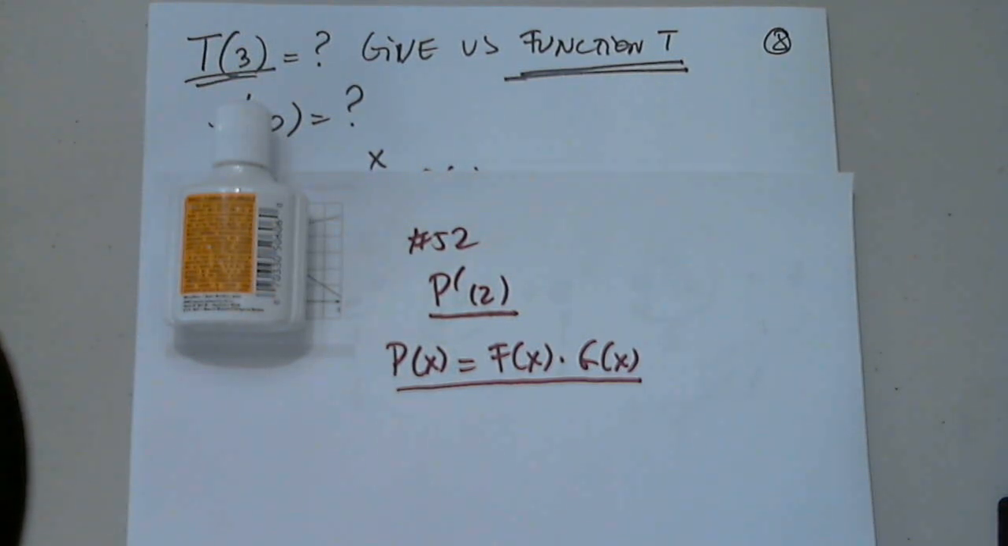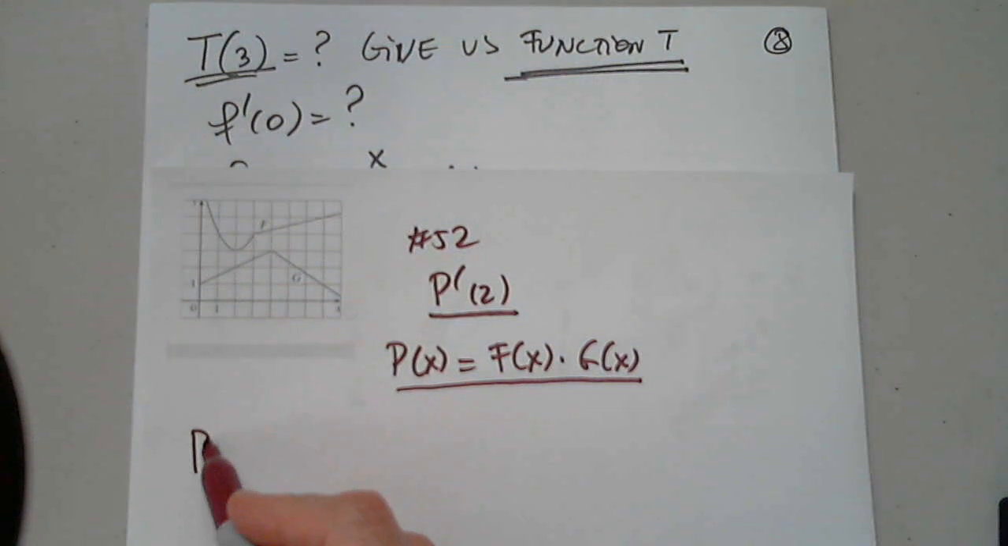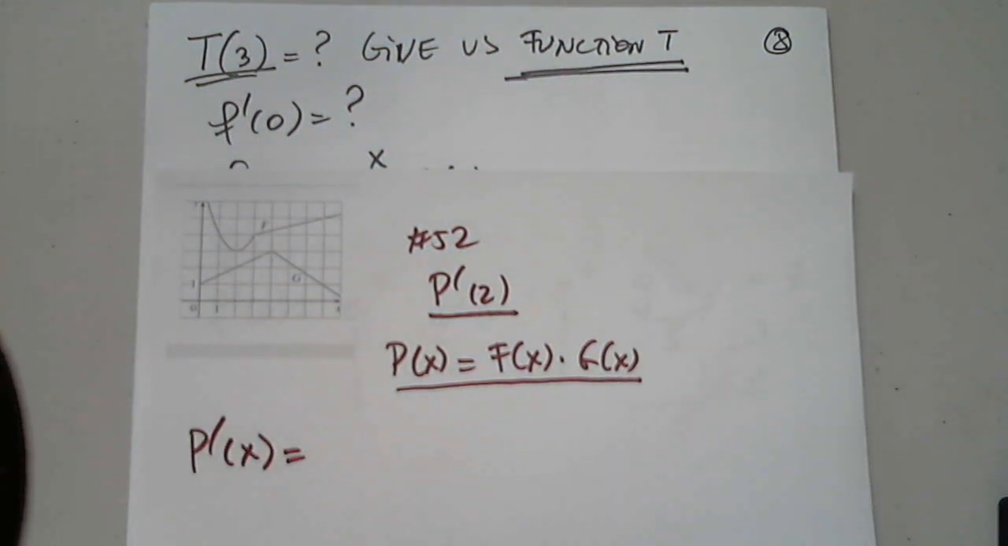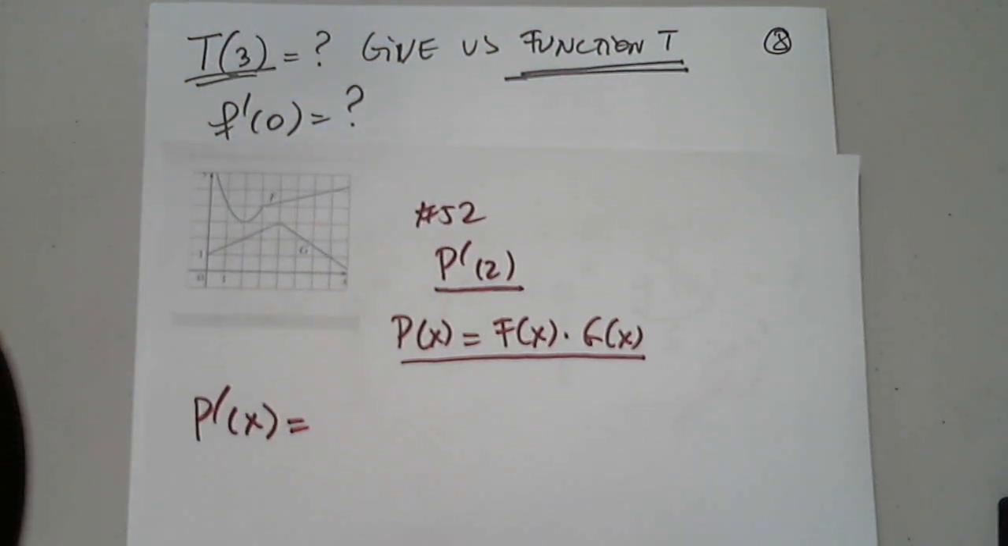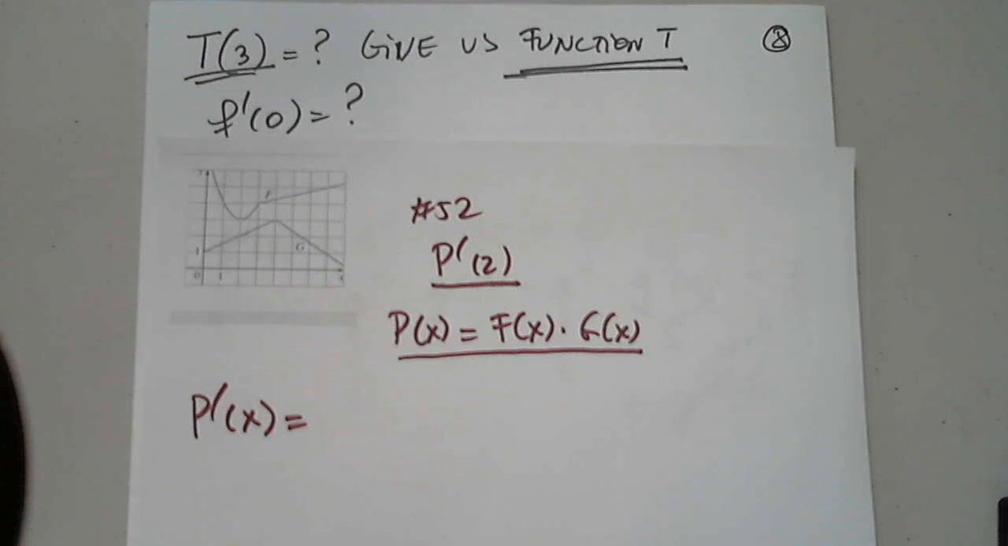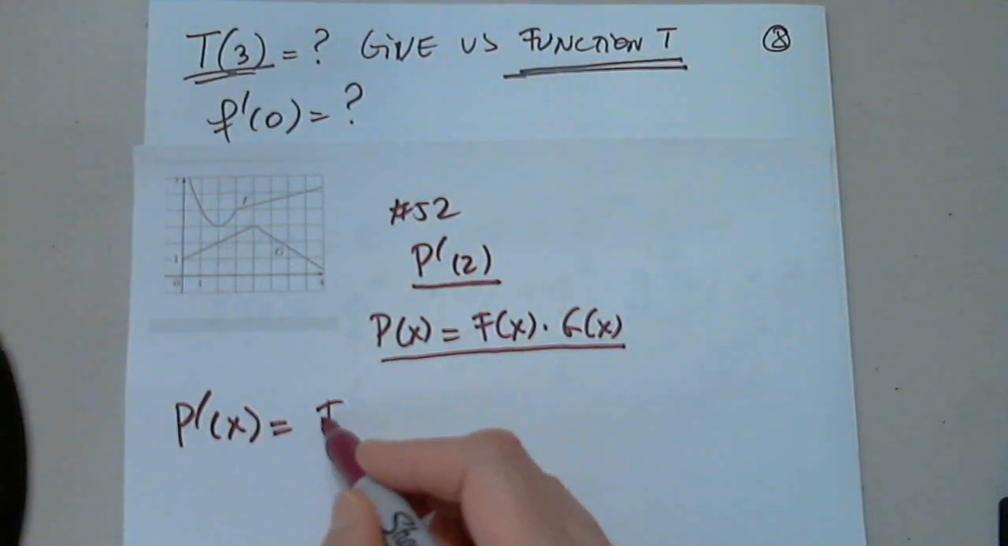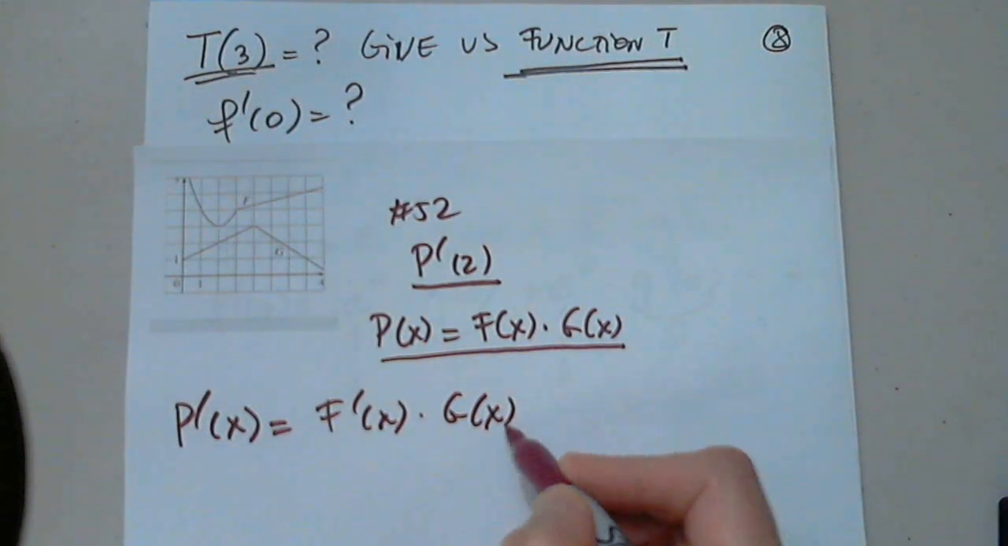So what do we have to determine first? What P prime of x is. Exactly. That's why I even covered it. That was your hint. So we have to find P prime of x first. Awesome. Can anyone give us P prime of x? F prime of x times g of x plus g prime of x times f of x.